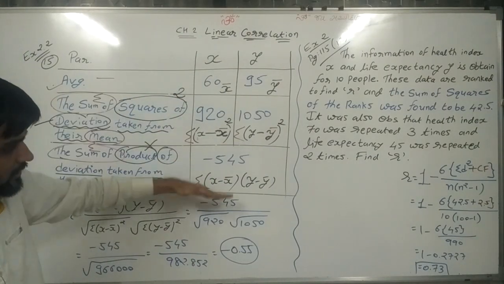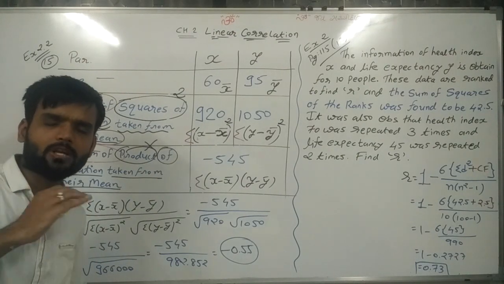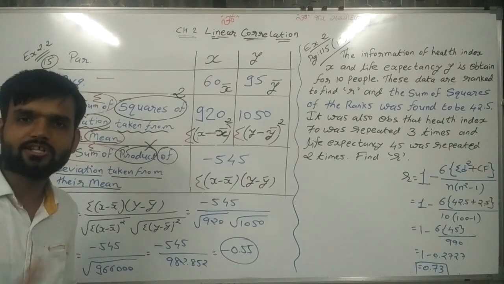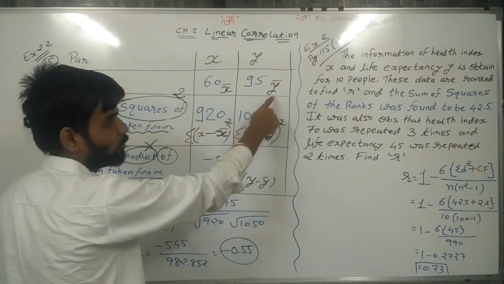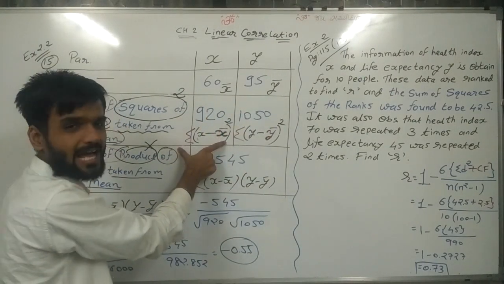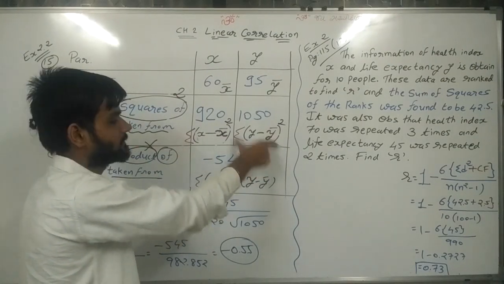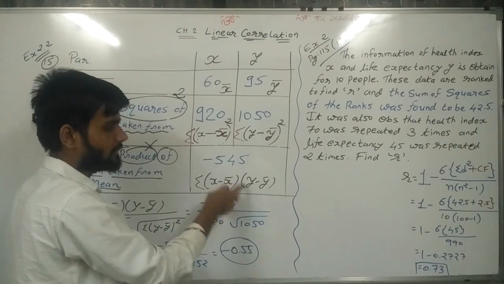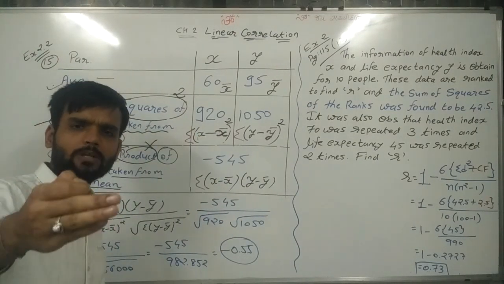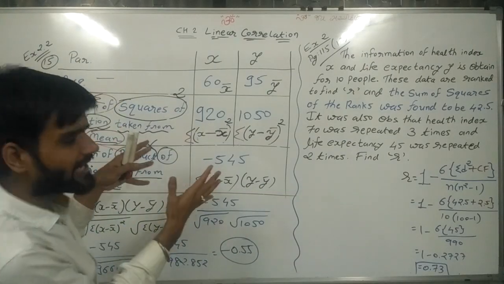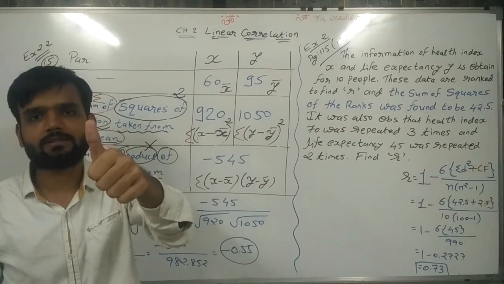Now, the information given to us is clear. What is given? x bar is given, y bar is given, sigma x minus x bar square is given, sigma y minus y bar square is given, and sigma x minus x bar y minus y bar is given. And now we are solving the sum. Now which formula can we apply? That depends on only one thing.